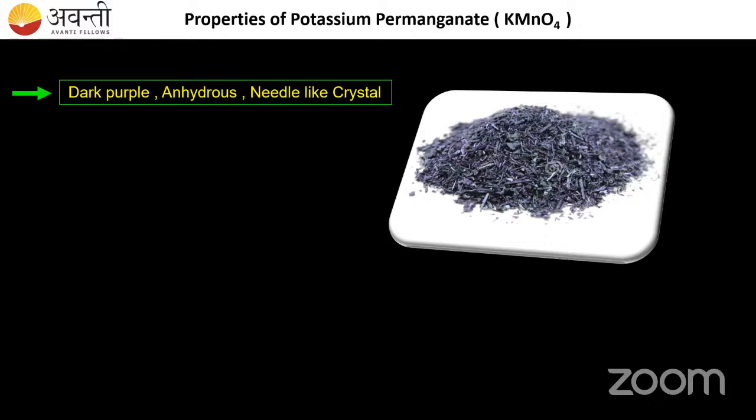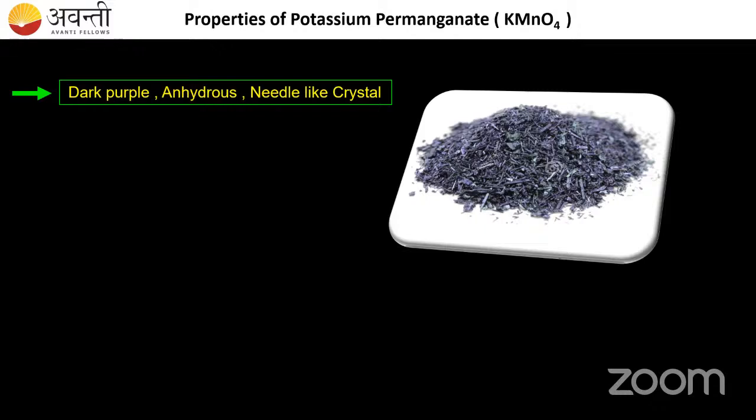Anhydrous means, what is the meaning of anhydrous, students? What is meant by anhydrous? Moisture free. No water content will be present inside that particular system. A water-free compound is called anhydrous. So this is the first property.